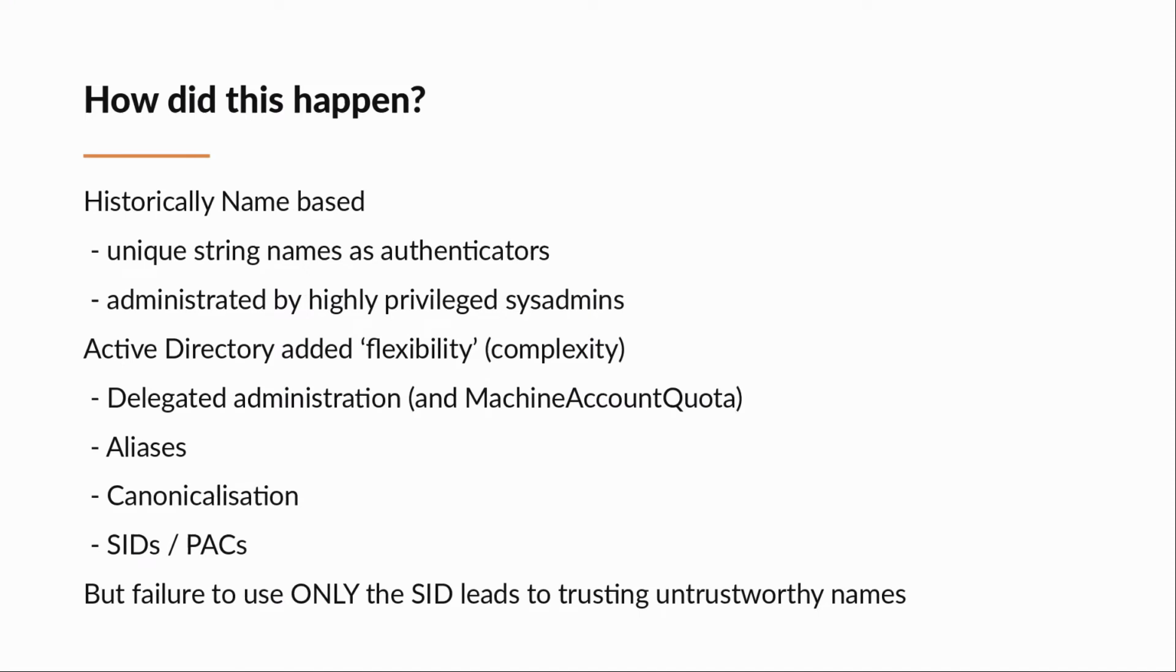The reason it happened is that we took a historically name-based protocol. MIT Kerberos, all it's got is names. As traditionally deployed, Kerberos is infinitely flexible with all sorts of name types, but the one that's used is NT principal names. And the concept is, if you've ever worked with kadmin and things, there's just you, the administrator. Active Directory added flexibility, this complexity: delegated administration, aliases, canonicalization, SIDs and PACs, and mostly worked really well on that basis. But that spot where it wasn't, it's not one or the other.